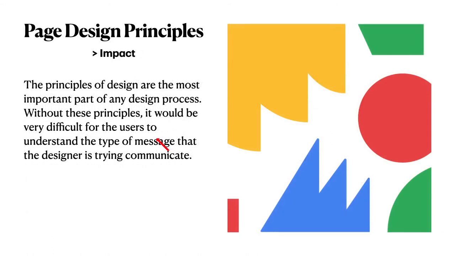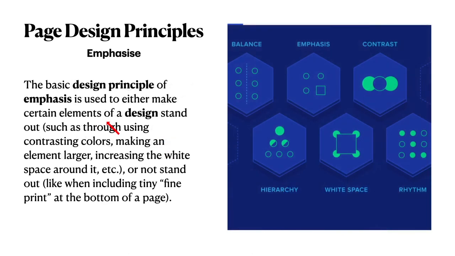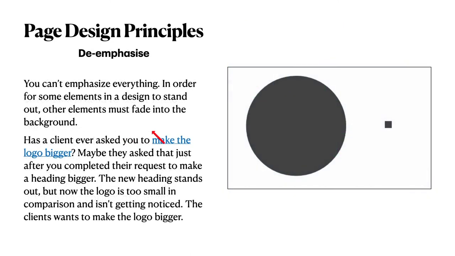Impact. Impact is to enable emphasis of your message. That's quite an impactful picture, you will have to agree. Emphasis. Design principle of emphasis used to either make certain elements of a design stand out. Contrasting colors. There's a couple of elements there standing out. De-emphasis. That one is much more obvious than that one.